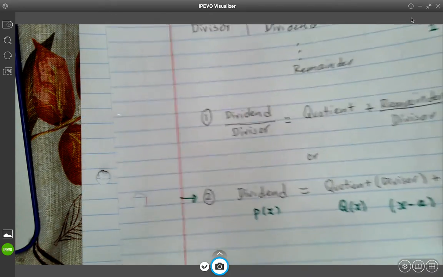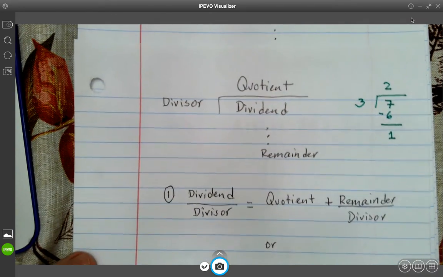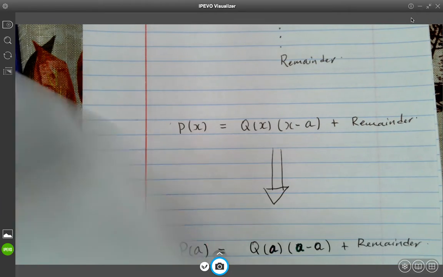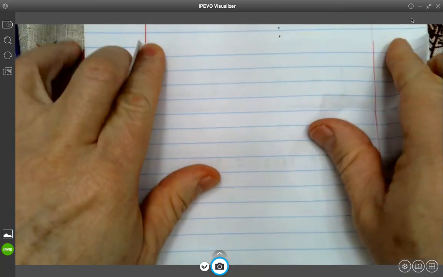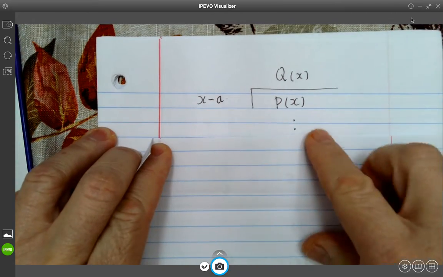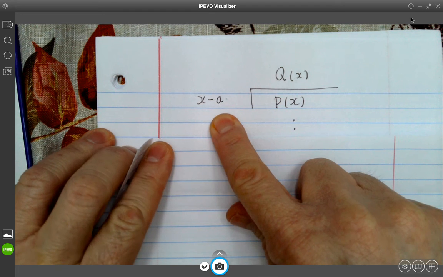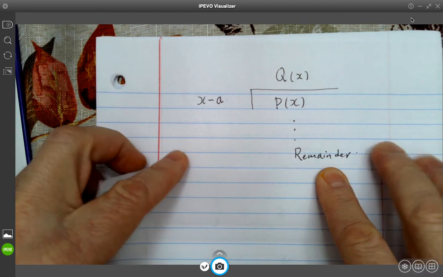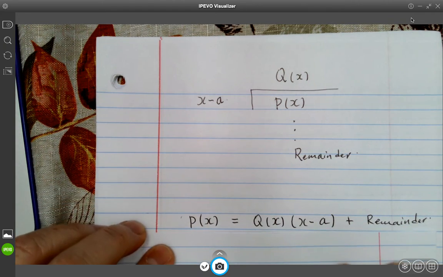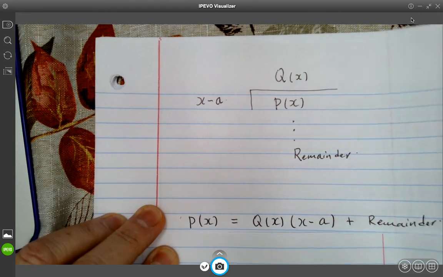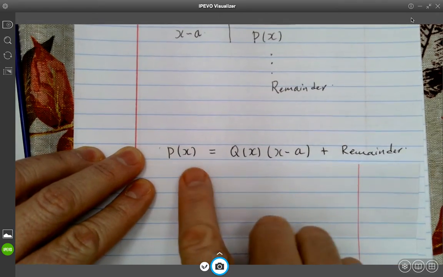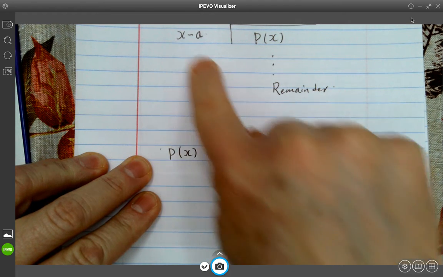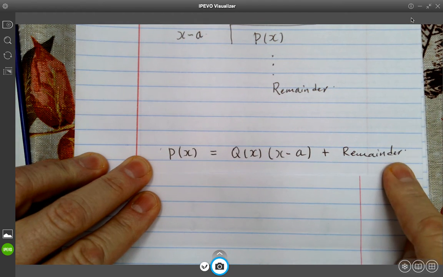So that means that we're going to get something like this. We divide p of x by x minus a, and I'm going to get a quotient and a remainder, right? So that means that if we concentrate on that form of writing the answer, I'm going to have the polynomial equals the quotient times the divisor plus the remainder, okay?